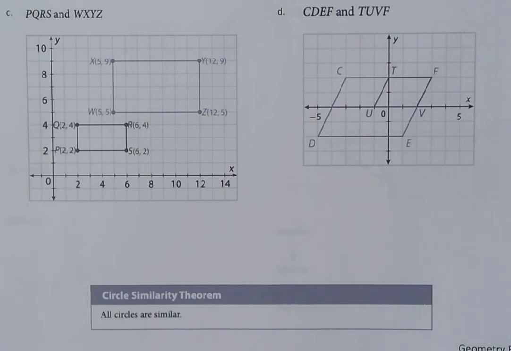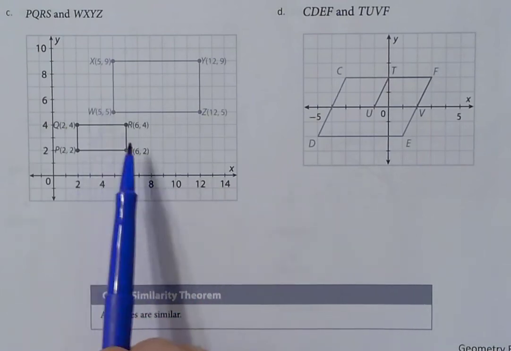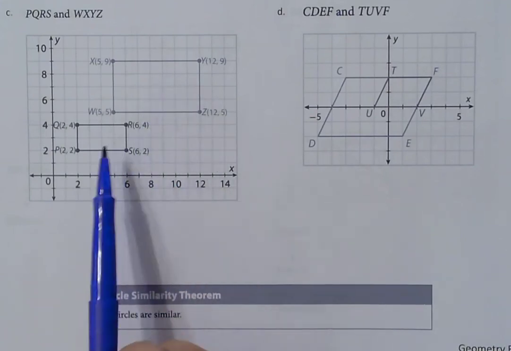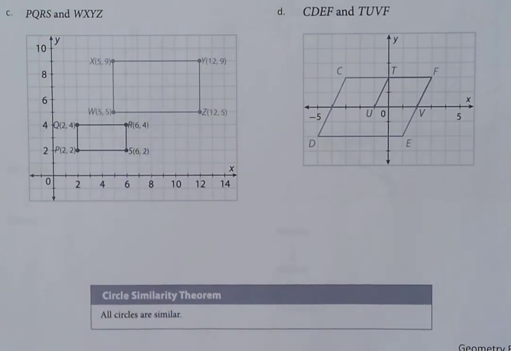So, if we look at C, for C we have PQRS and WXYZ for these two rectangles. So first of all, do these two shapes appear to be similar? Do they appear to be the same shape, have the same angle measure, and just kind of maintain that scale factor for all four sides? Okay, yes, they preserve the angle measure. They appear to be the same shape.